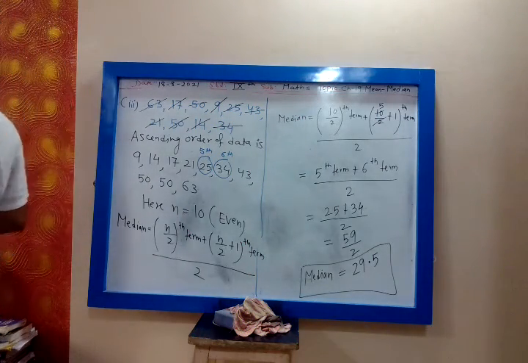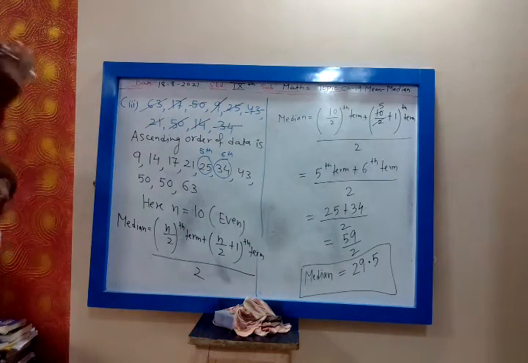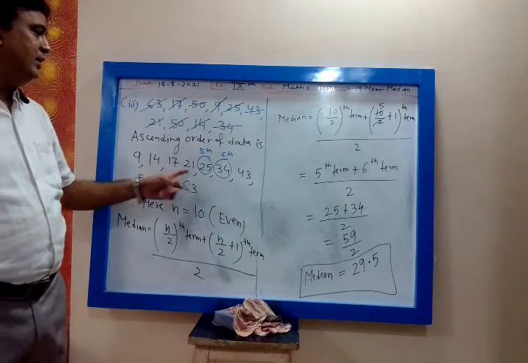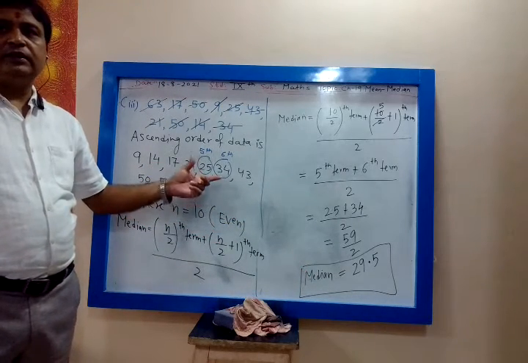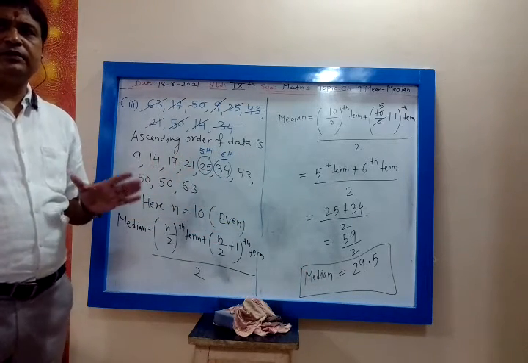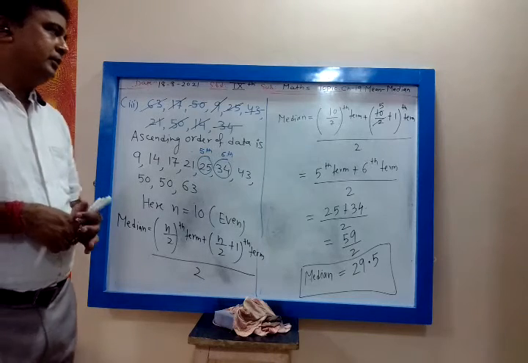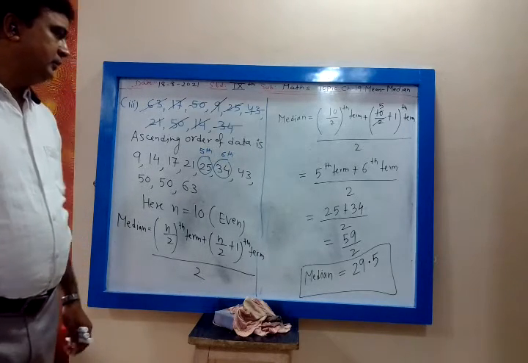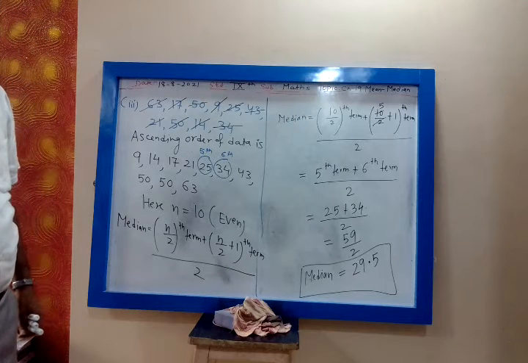And see here, the median value need not be a value in the data. It is the mid value of the observation. So the median is 29.5.